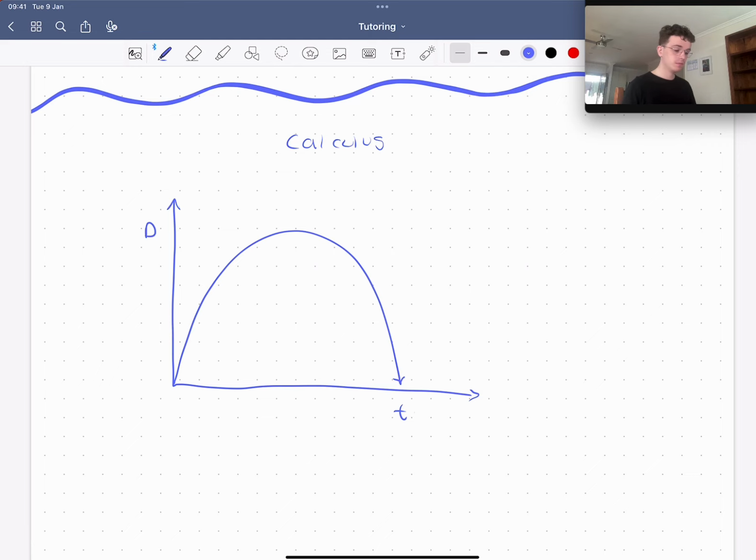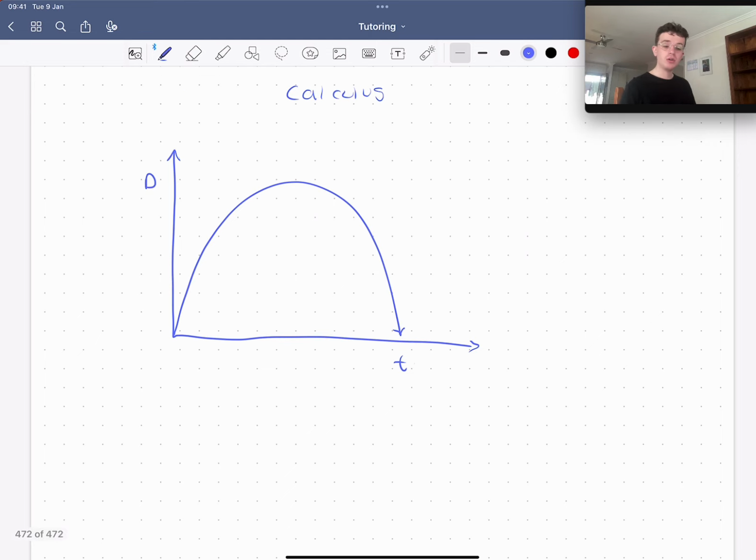Now you guys should know from junior science that if I take the gradient of a distance time graph, I actually get my velocity or speed. Now that is important when we learn about calculus.